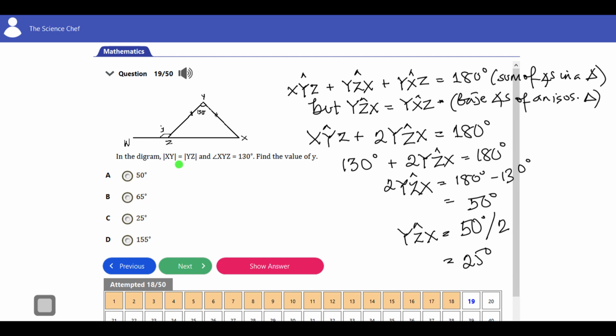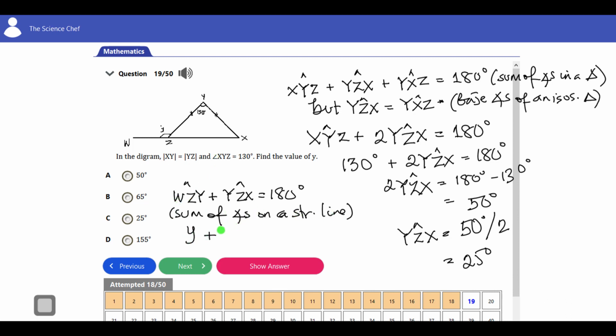So now you know that angle wzy plus yzx is equal to 180 degrees. Why? Sum of angles on a straight line, right? So wzy is y, plus yzx, which is 25, equals 180 degrees. So your y will be 180 degrees minus 25, that gives us 155 degrees, which is option D.